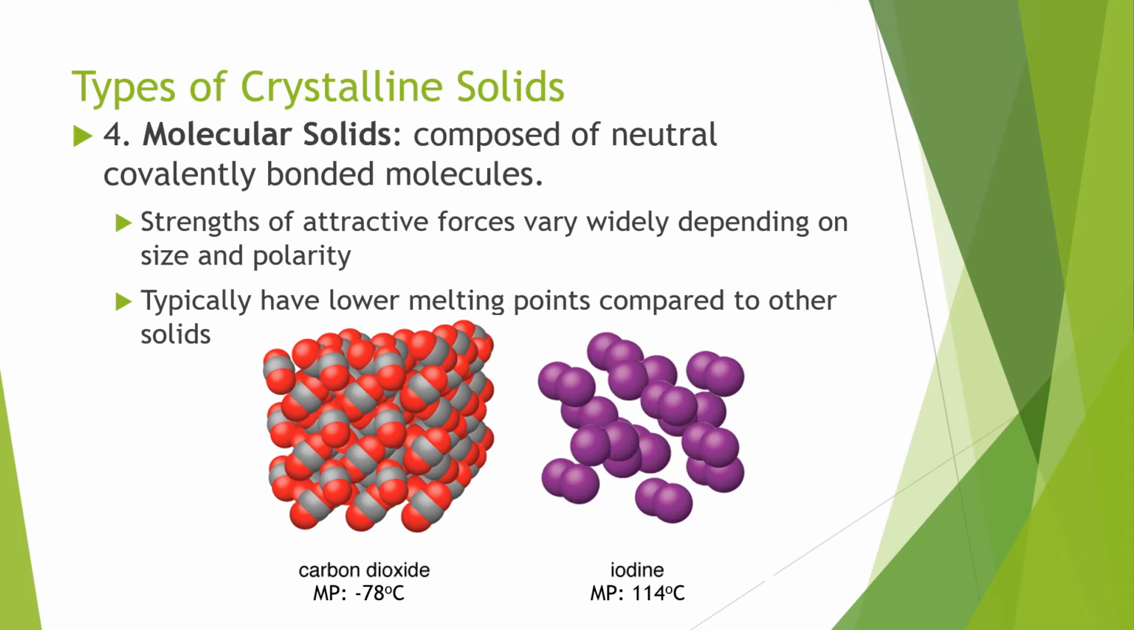The example I give you here, carbon dioxide, its melting point is negative 78 degrees. That's why we don't see carbon dioxide as a solid. Whereas iodine, its melting point is 114 degrees Celsius. So it is more common to see it as a solid.